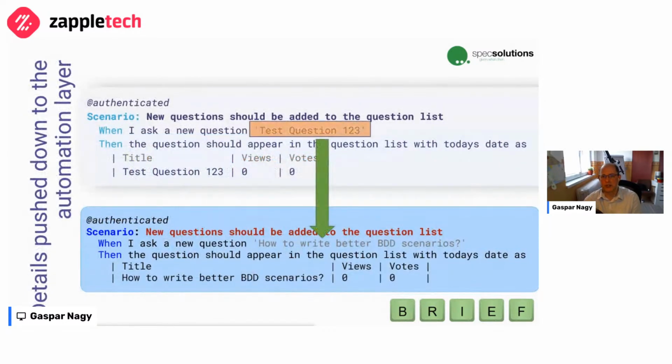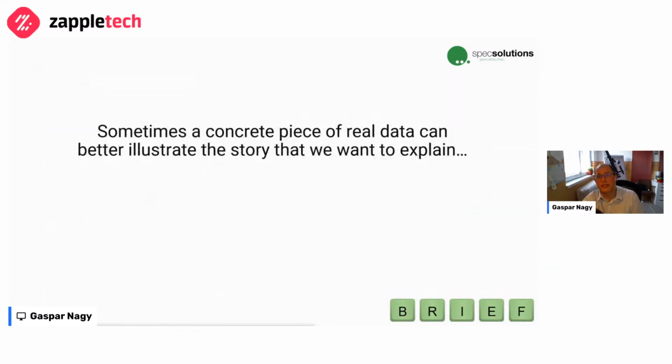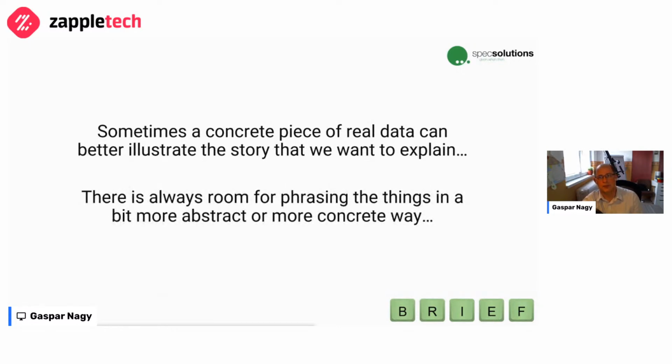But typically, if you are using more realistic data, then it will be much easier to have conversations on that. It will be much easier to imagine what kind of questions people are asking, that typically there is a question mark at the end, whatever else a question might have. Generally, we can say that a concrete piece of real data is very good for illustrating what we want, and of course how concrete it should be. That's always a question, but definitely this is something that makes sense to consider.